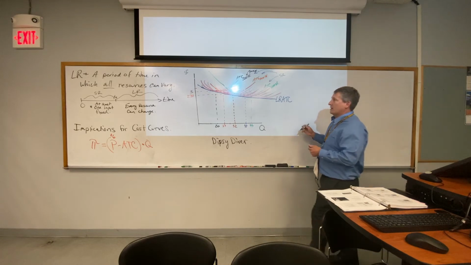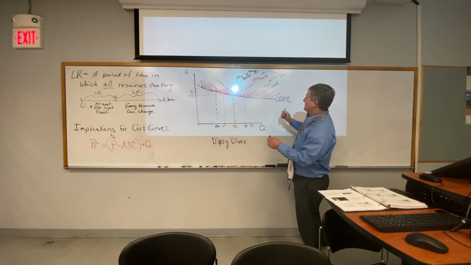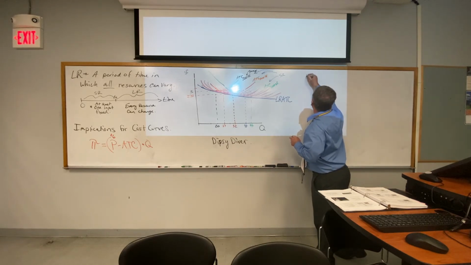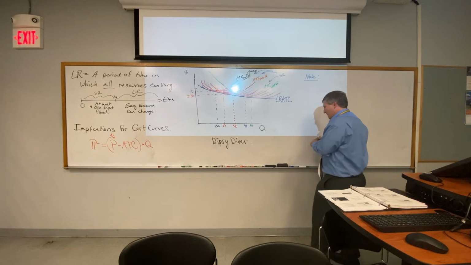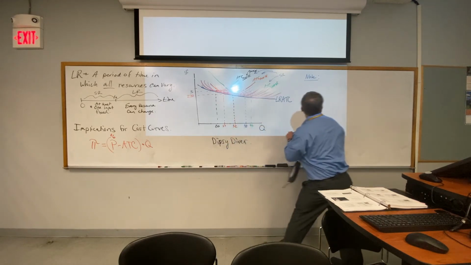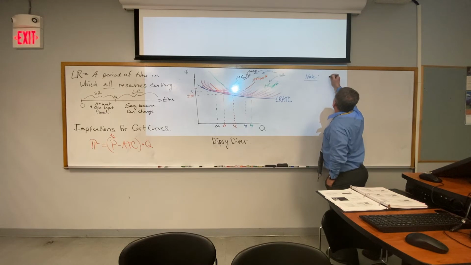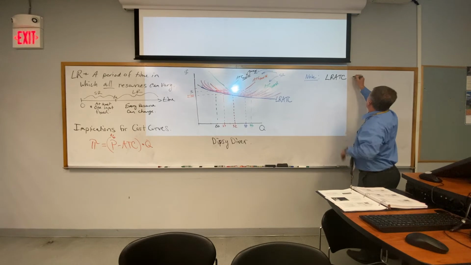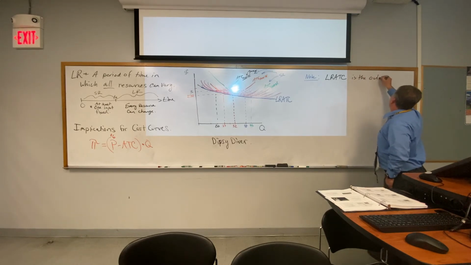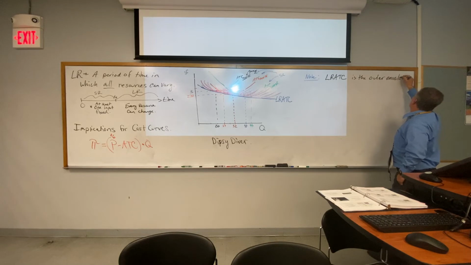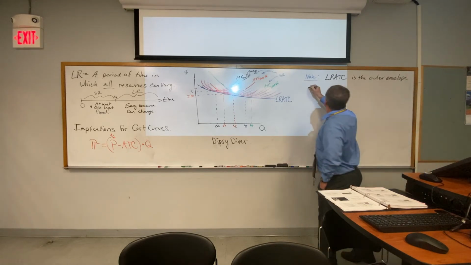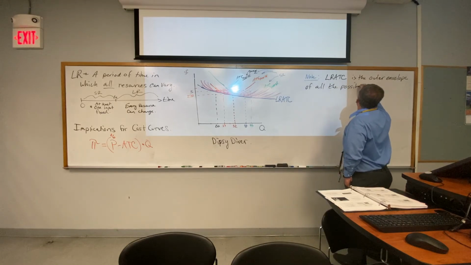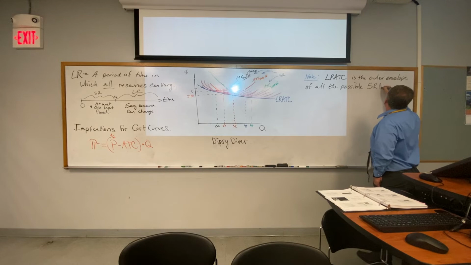Okay, so let's define something here. So, note. I use my blue. So the long run average total cost curve is the outer envelope of all the possible short run average total cost curves.